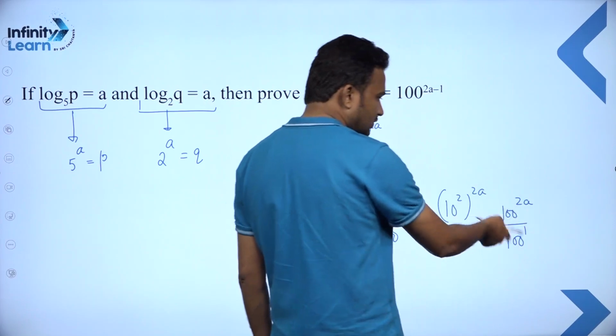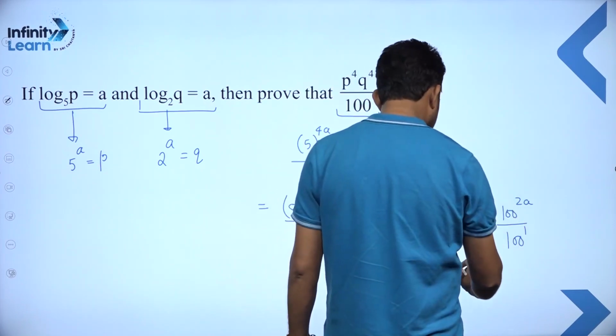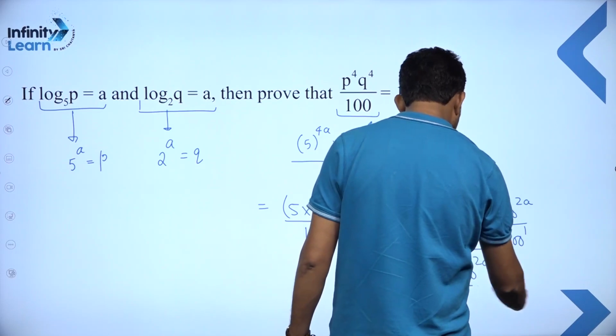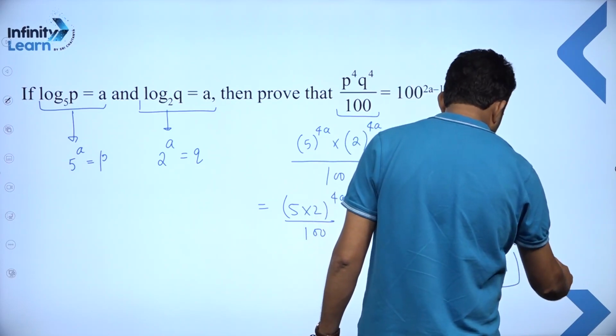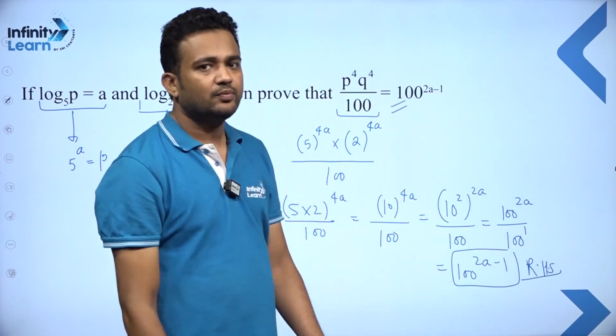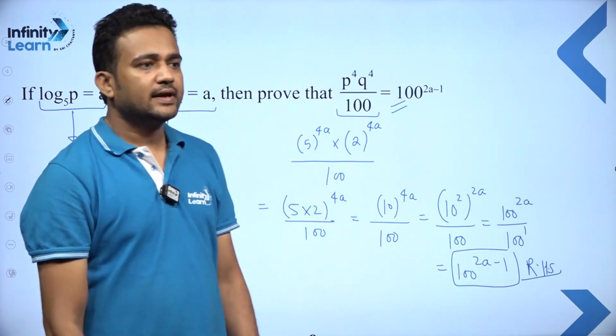Okay, now the bases are equal, we can do the subtraction in division, so we'll get 100 power 2a minus 1, and this is our right hand side. Hence proved. Right? Clear, guys?